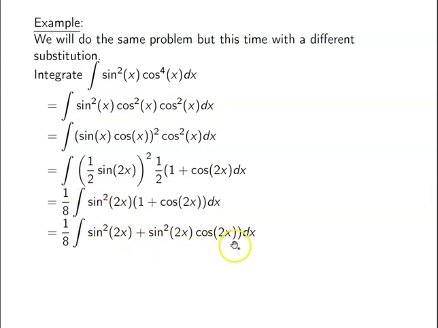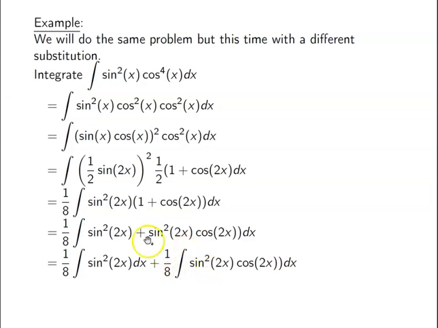So I'm going to go ahead and multiply this through. So sine squared of 2x plus sine squared of 2x times cosine of 2x. If I wanted to use another identity again here, I could, right? I could pull out one sine of 2x and do it again, but I don't think that will help me too much. So let's go ahead and use a second integral, right? We'll distribute this integral across.